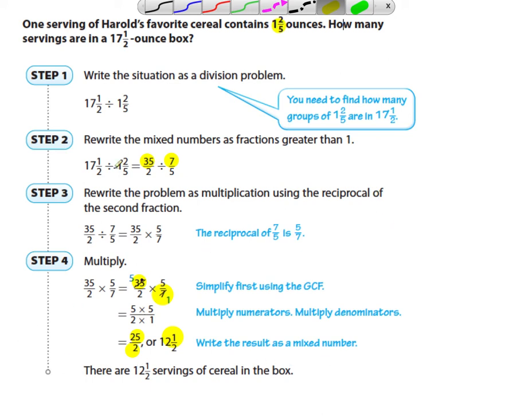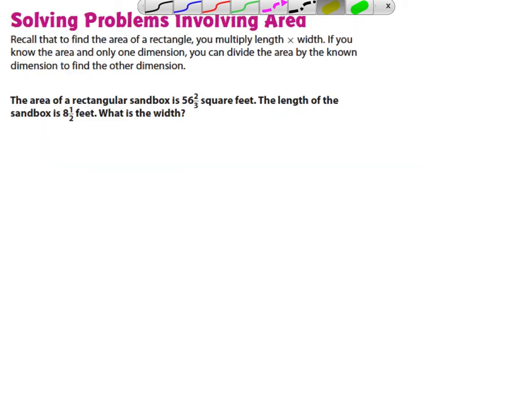Let's look at another example here real quick. We can solve problems involving area the same exact way. And just as a reminder, in order to find the area of a rectangle, you need to multiply the length times the width. You need to remember that. If you know the area and only one of the dimensions, you can divide that area by the known dimension to find the other dimension. And you'll get it here in a second when I start talking about it.